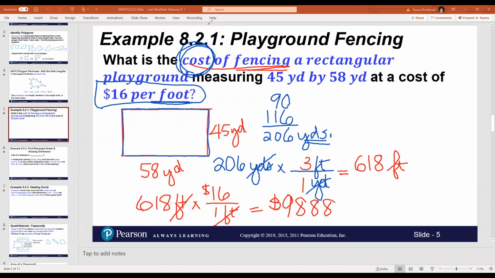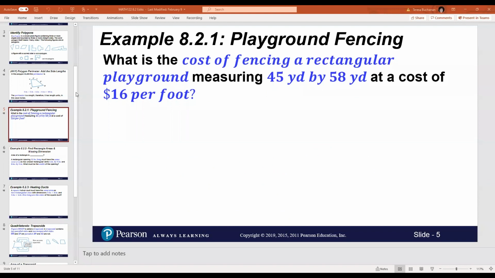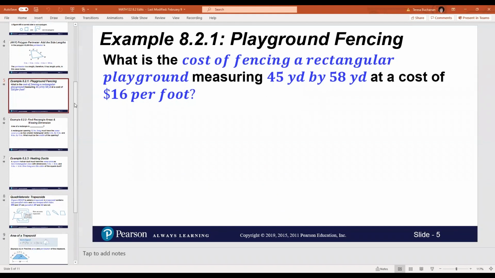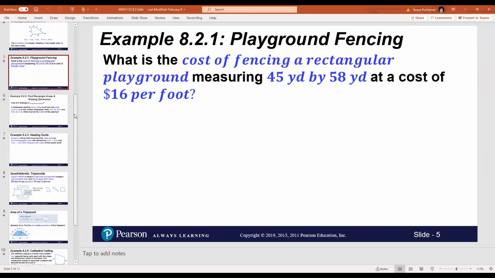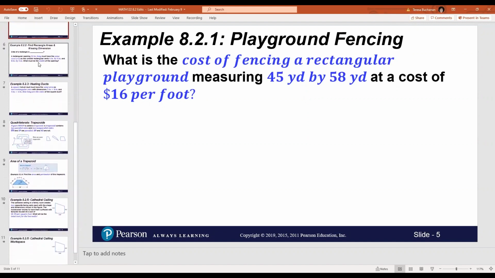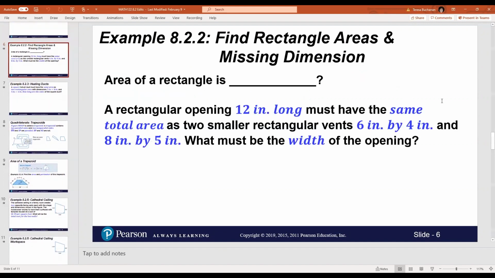And let's do some more. Some of these, as you can see, I did that one for you, so to speak. And some of these I'll ask you to work out on your own. So here's an interesting little scenario. First of all, thinking about area of a rectangle, we're looking for rectangle areas and finding missing dimensions. How do we do that? So area of a rectangle, we know, is length multiplied by width, just to remind you.